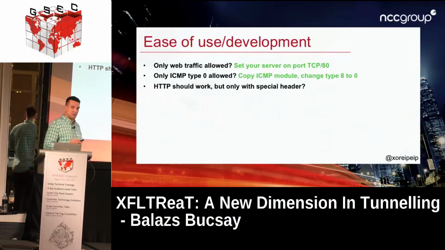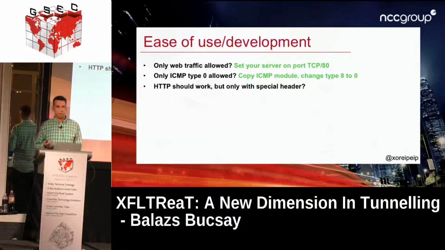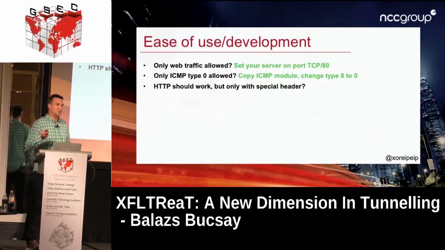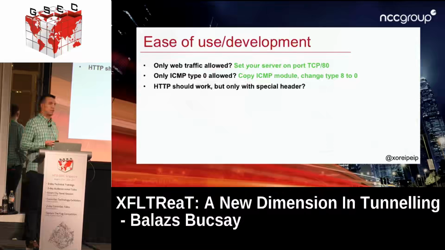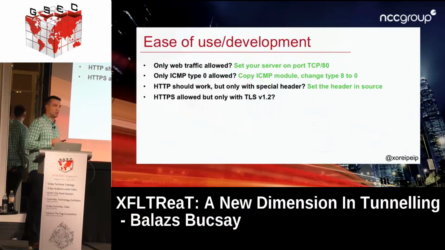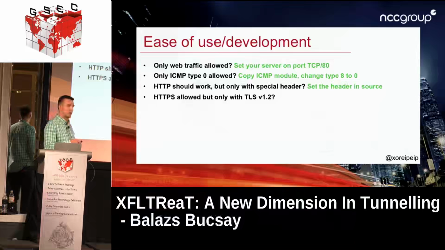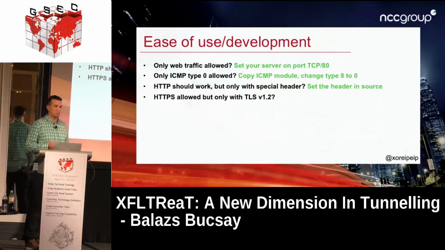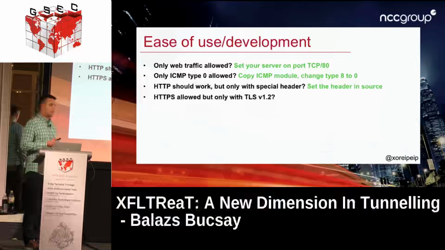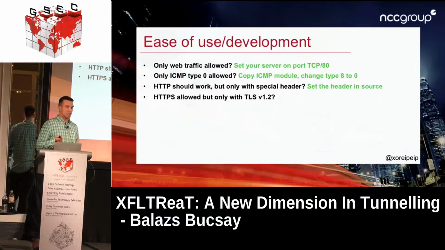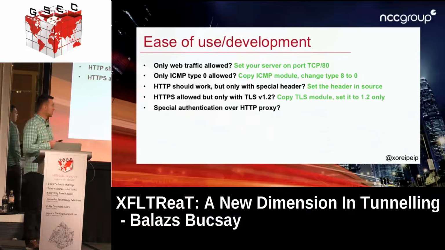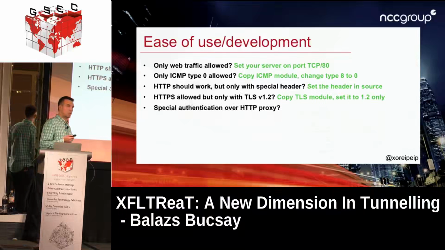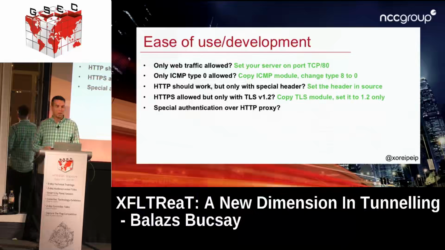If there is some inspection tool or proxy on your network which allows only HTTP requests with a special header in it, you just copy the HTTP module, you add that one header into the source code, and you are good to go. It's pretty easy. If there is an HTTP proxy again, which allows only TLS version 1.2, you just copy the TLS module and set it strictly to TLS version 1.2, and you can use that for tunneling.